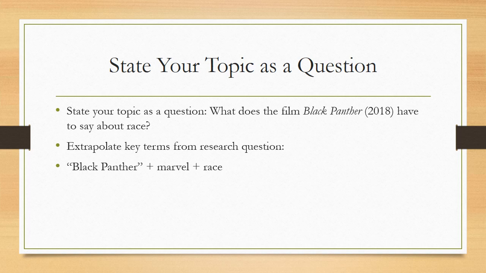So I put Black Panther in my actual search in quotes so that it finds articles with the words Black and Panther together. Because if it searched those individually, I would get tons of results. Then I put Marvel because for Black Panther, there could be other uses of that term outside the Marvel universe. And then I put my topic, of course, race. So those are my key terms I'm going to use to search.